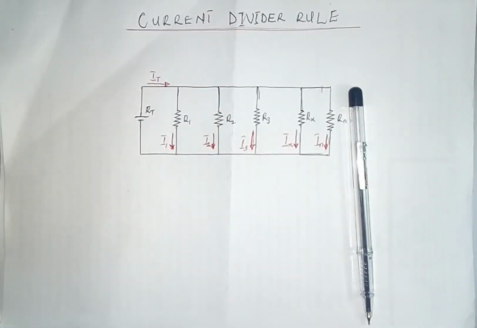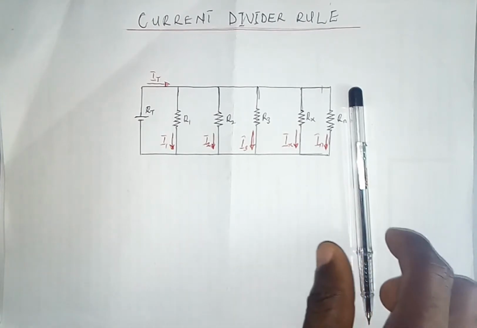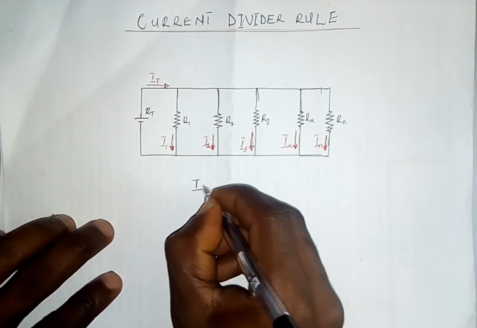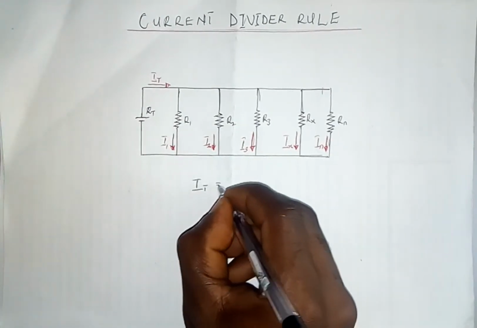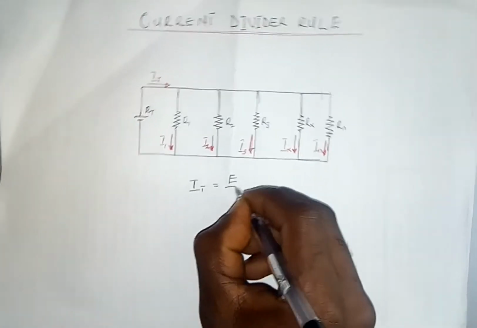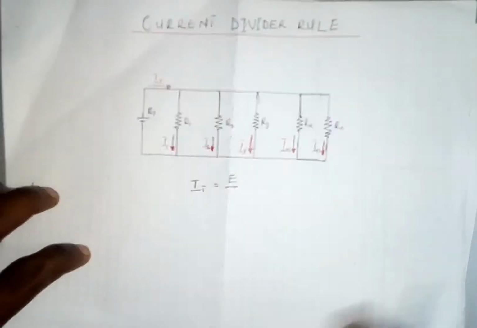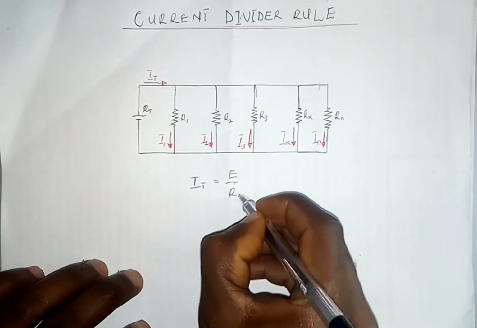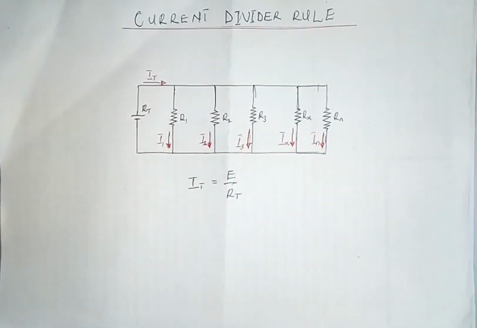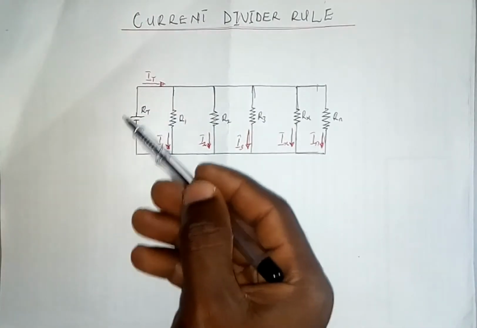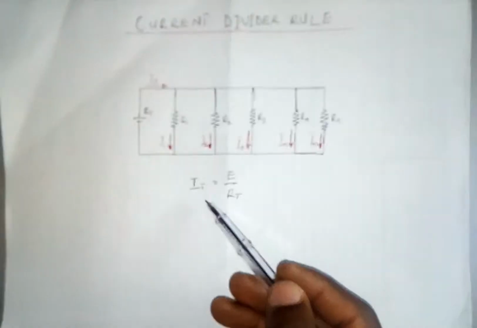If this network of resistors is supplied by a voltage source, then the total current in the circuit, IT, is going to be the voltage source E over RT. This is actually talking about the current that came out from the source. So that is the formula for it.